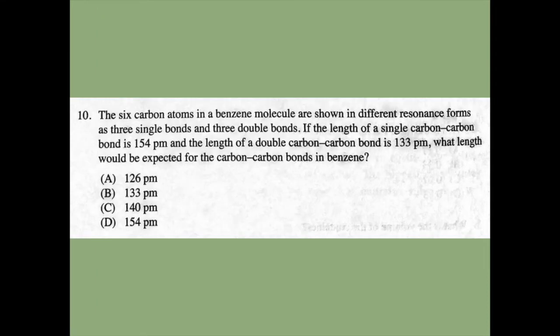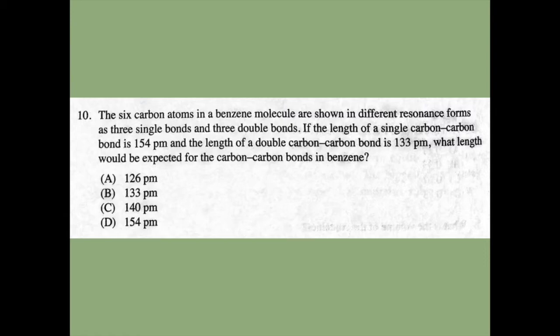In 10, it says the 6 carbon atoms in a benzene molecule are shown in different resonance forms as 3 single bonds and 3 double bonds. Remember, when we're talking about resonance, it's not that you have 3 individual single bonds and 3 individual double bonds. Instead, what you have is an average of all 6 of those bonds.